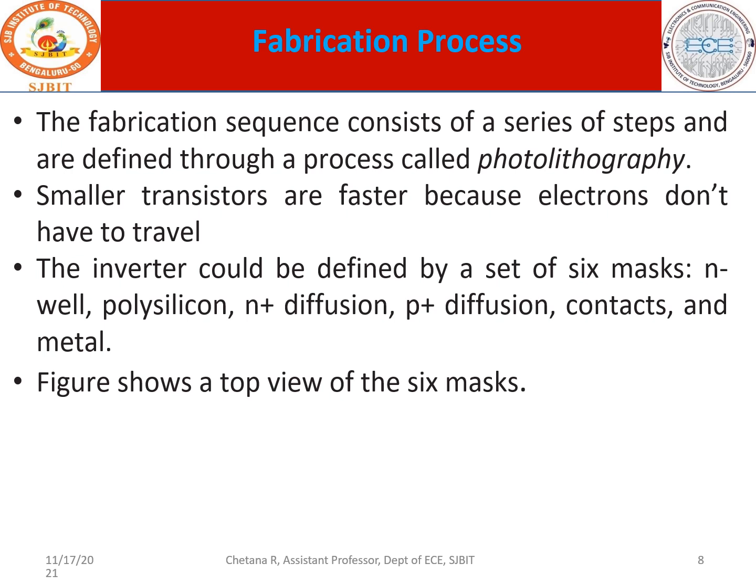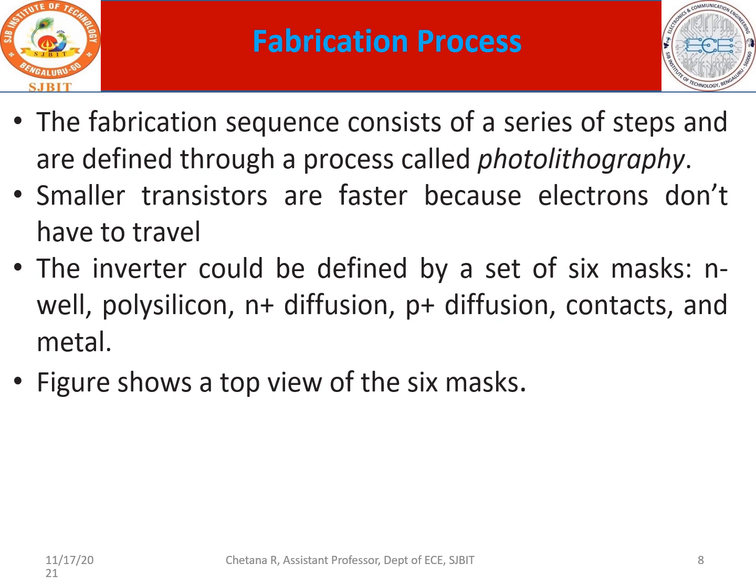Next we begin with the fabrication process. So the fabrication sequence consists of a series of steps and is defined through the process called photolithography. Photo is something done with the help of light. Lithography is something where you write and scrape and all such things. So smaller transistors are faster because electrons don't have to travel far. Therefore, preference is given to generating small transistors.